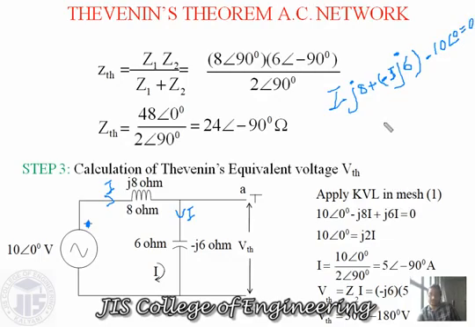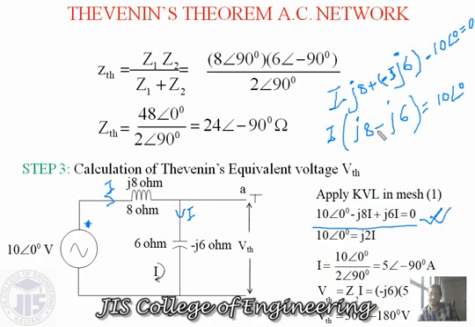That will be equal to 0 for this closed path. So from here, if we take a common I, it will be j8 minus j6, and on the right side it will be Vth angle 0. So I times (j8 minus j6) equals Vth angle 0, and the same equation is given over here. If we rearrange the equation, it looks like this, and from here we can find out the value of the current.